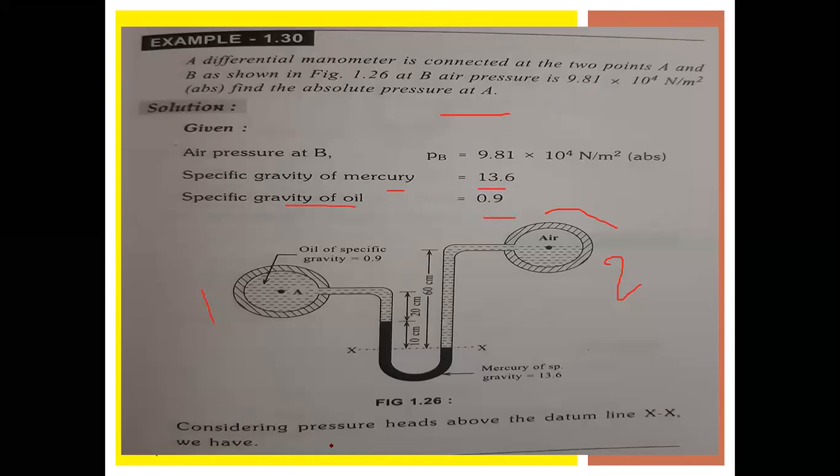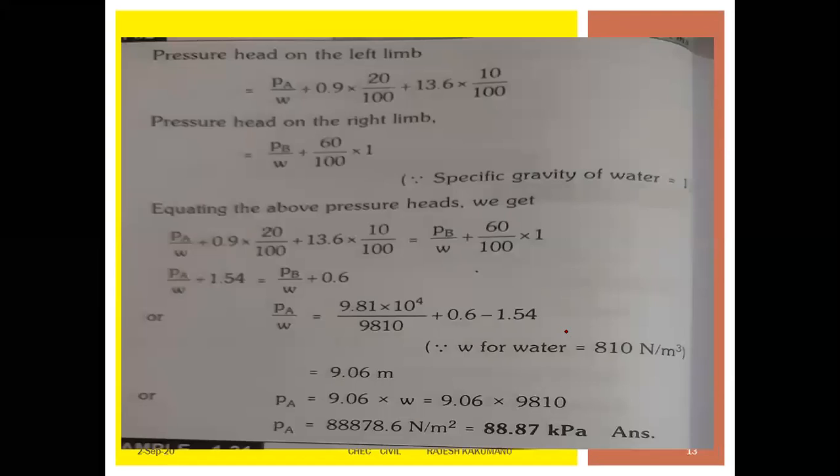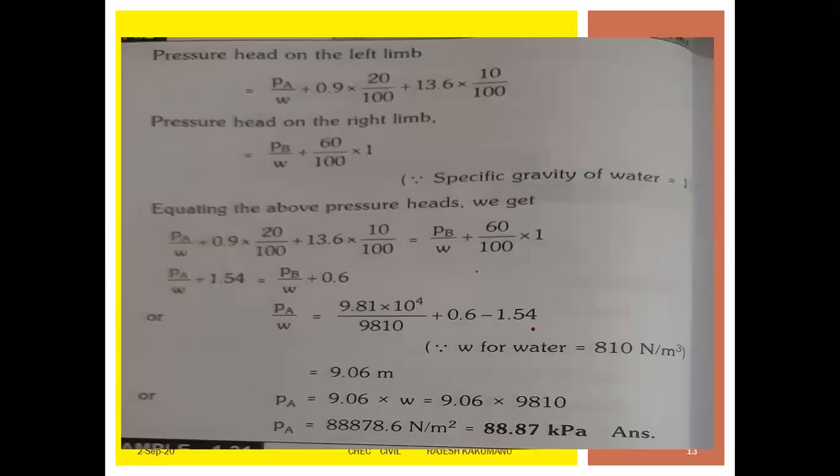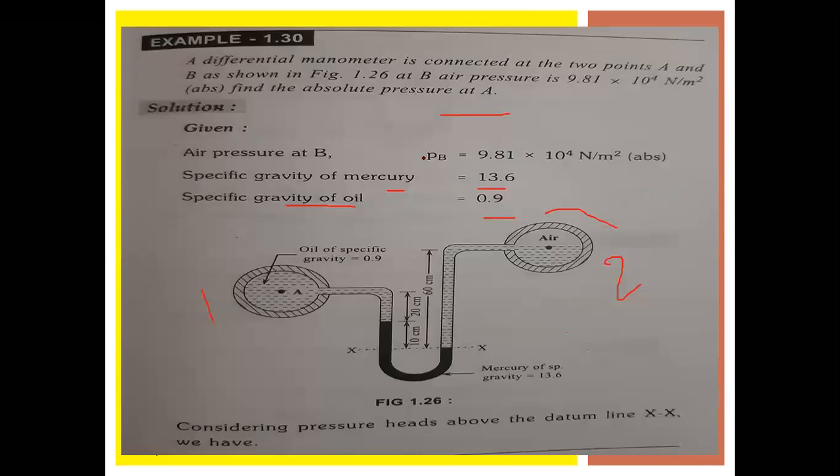Now from this figure, considering the pressure heads above the datum line XX, we have the pressure head on the left-hand limb and the pressure head on the right-hand limb. If we apply those values here, we can say the pressure head on the left limb is equal to PA by W plus 0.9 into 220 by 100 plus 13.6. So what is the formula for this one? The above formula is PA by W, this one.